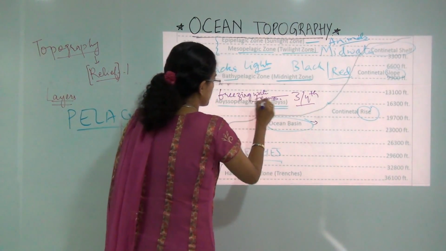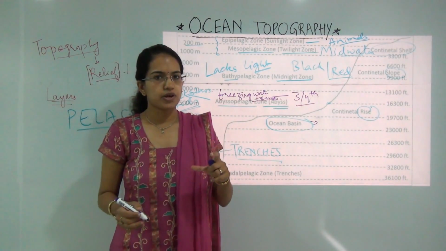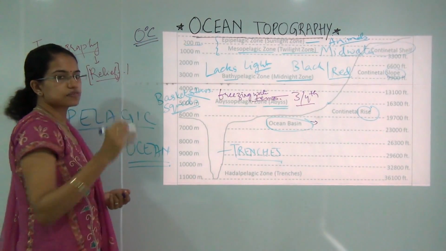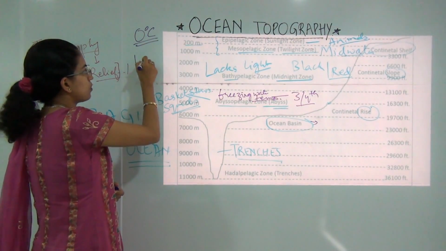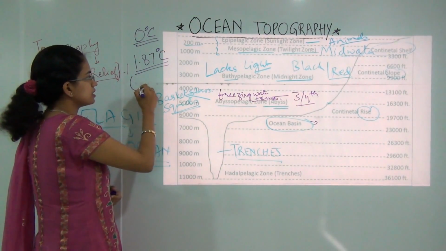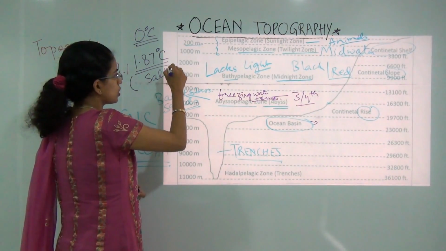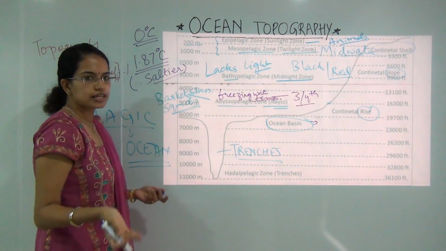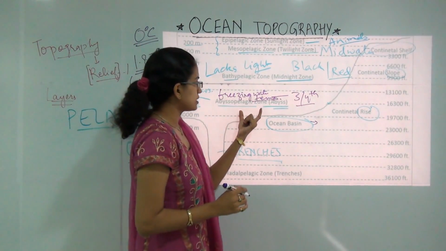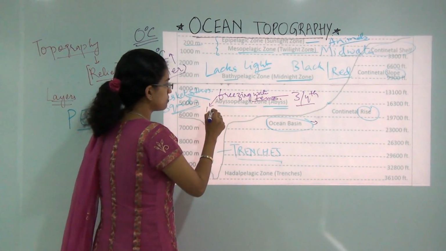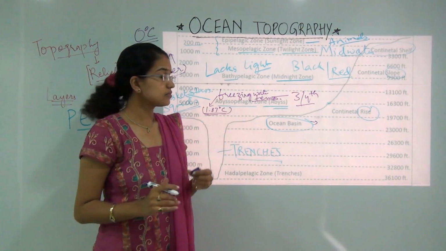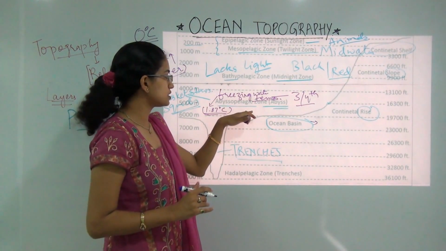Now, an important thing to note here is that the freezing point of water is 0 degrees Celsius, but the freezing point of ocean water is -1.87 degrees Celsius. The reason behind that is the ocean water is saltier than normal water, so it has a lower freezing point. So at this zone you have a temperature of around -1.87 degrees Celsius. So most of the water here is frozen. Sperm whales can dive up to this region.